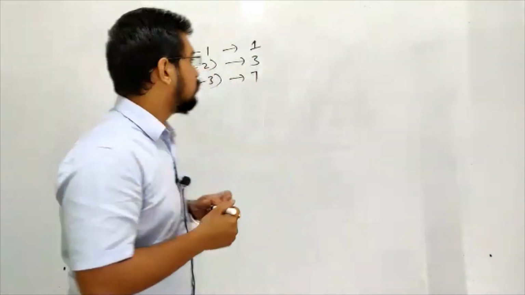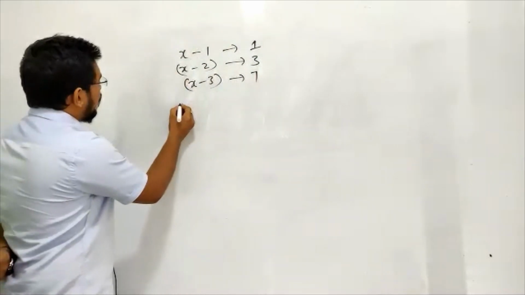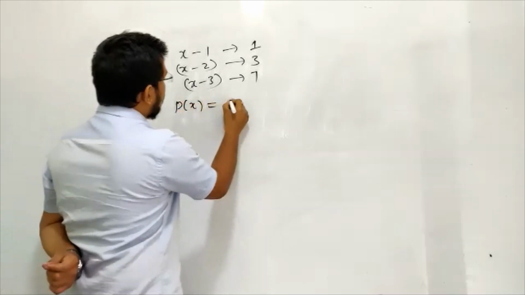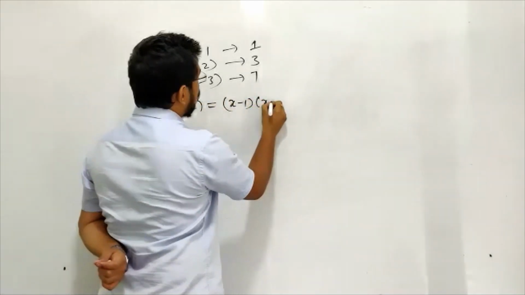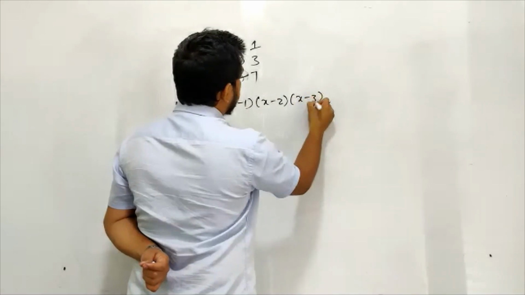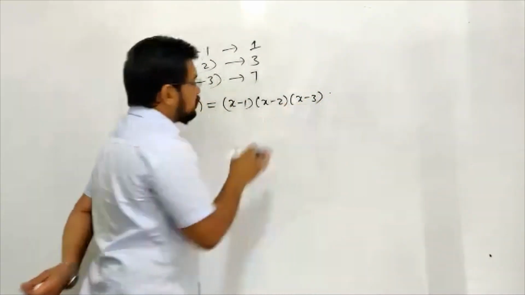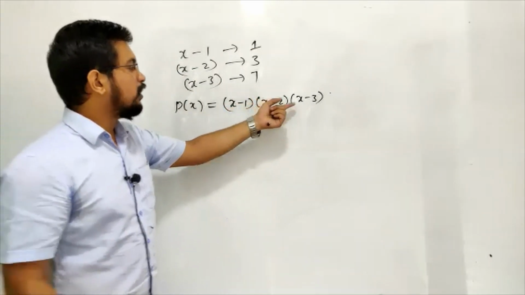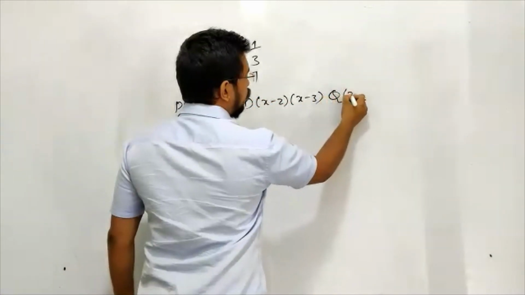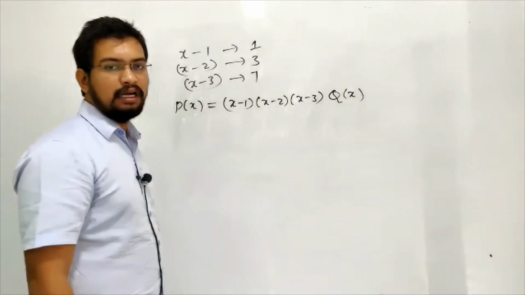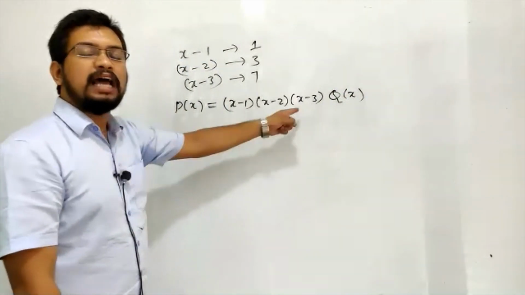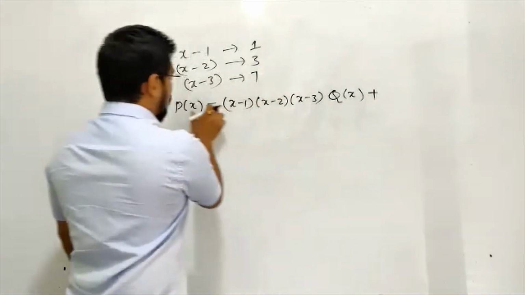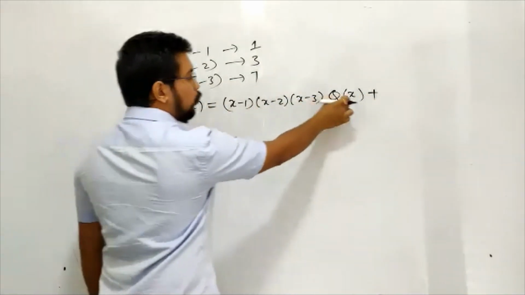Now, what they're asking you is something like this. When p of x is divided by x minus 1 into x minus 2 into x minus 3, they are asking you the remainder. I don't know the quotient. I'll make it as Q of x, something like this. I'll write it as Q of x plus remainder. Dividend is divisor into quotient plus remainder.